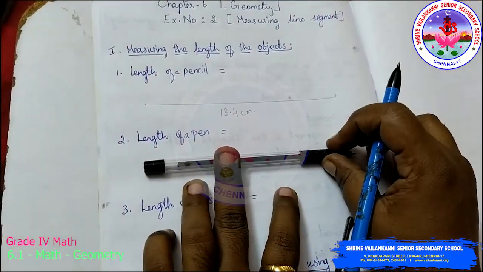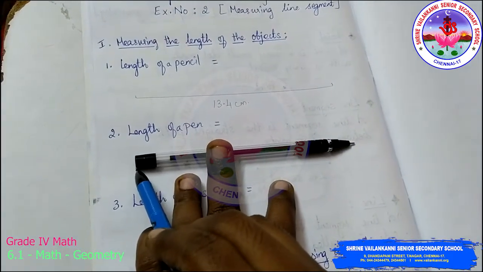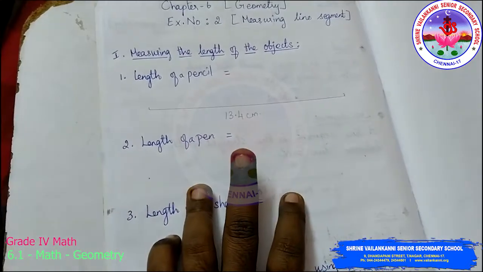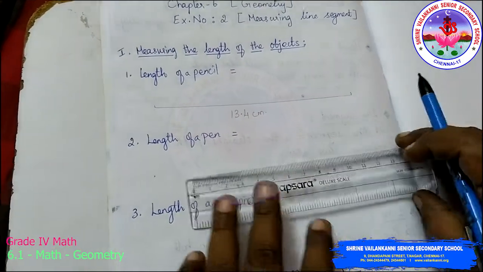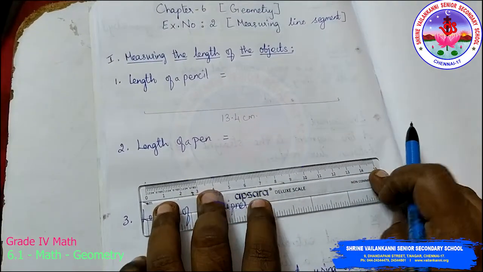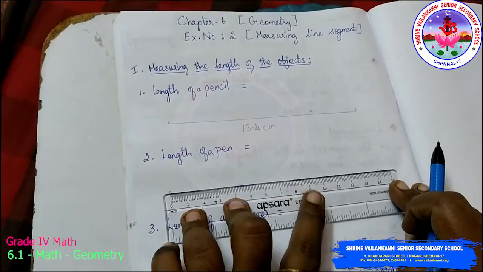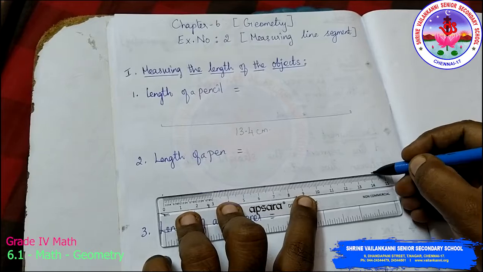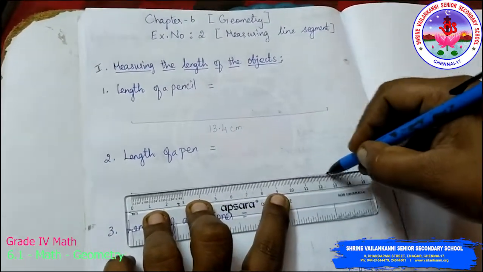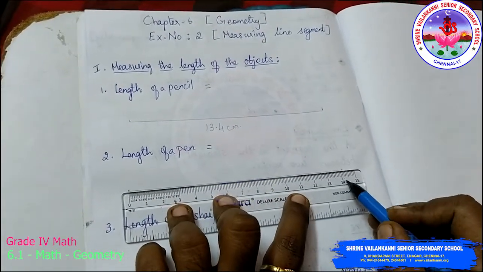Again I am going to place the pen and mark the starting point and the ending point. Removing the pen, take the scale, place the starting point at 0 and look for the ending point exactly. Place it correctly, and starting with 0, draw a line till the end point. After drawing, note the centimeter.